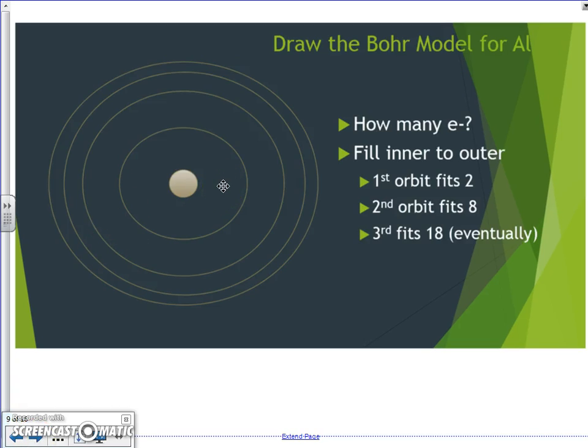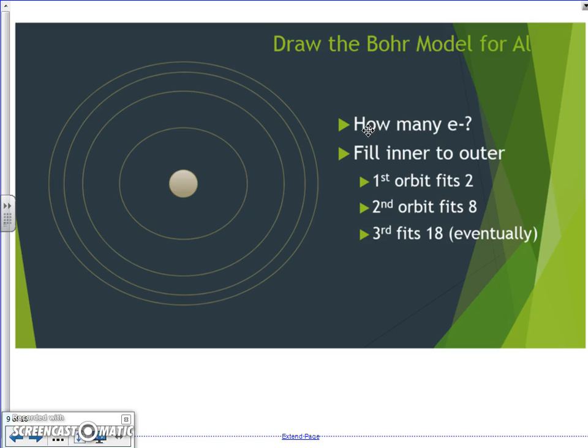What I want to do here is draw the Bohr model for aluminum. I just picked a random element. A couple of things you need to know. One, how many electrons does that element have? And two, how many electrons can I put in each of these rings? This is true for all elements in terms of how many you can put in there. So first, figure out how many electrons. Go to my periodic table, see aluminum. It doesn't tell me it's an ion, so atomic aluminum has an atomic number of 13, which means I have 13 electrons.